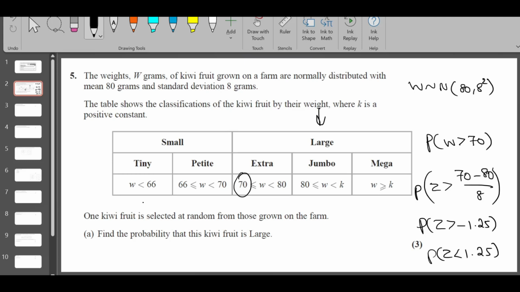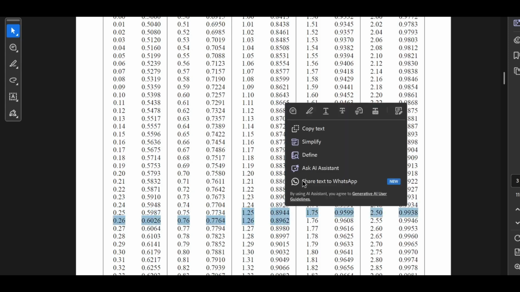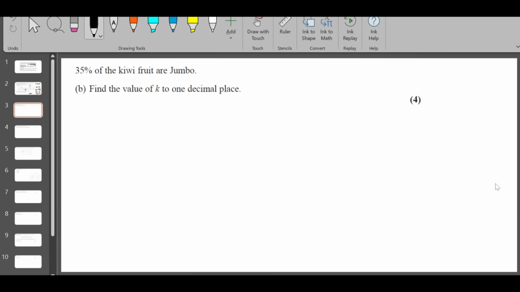number, positive 1.25. Just take the table value of 1.25. For 1.25, the value is 0.8944. So the answer is 0.8944. Leave it as it is. That's just a 3-mark question. Let's move on to part B now.